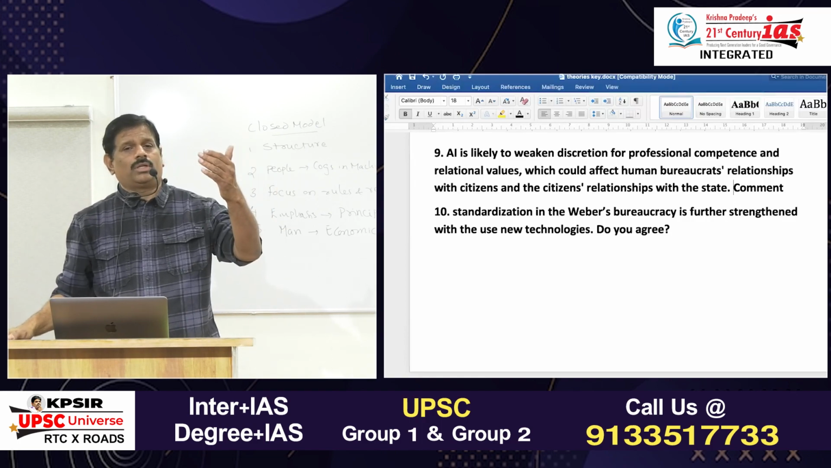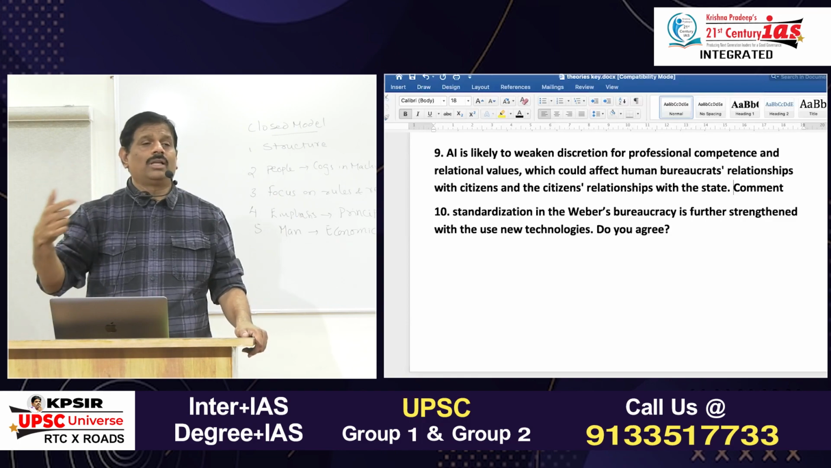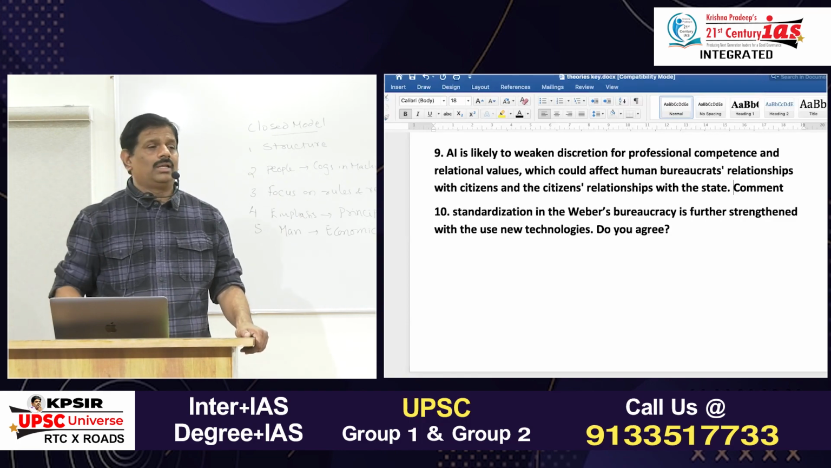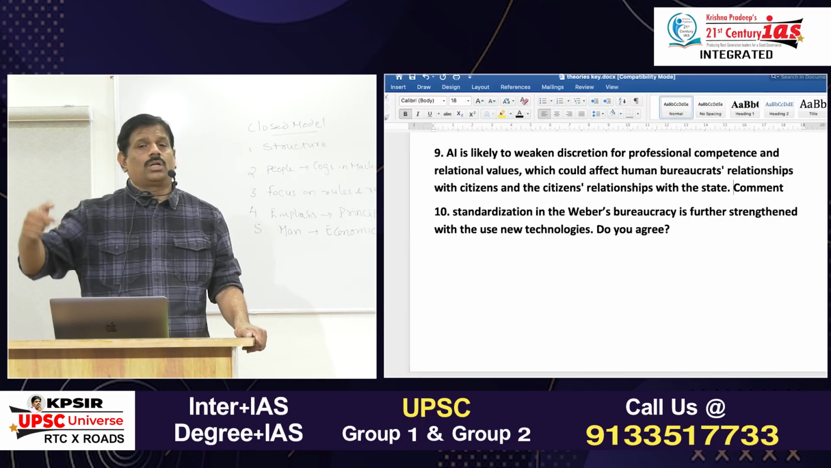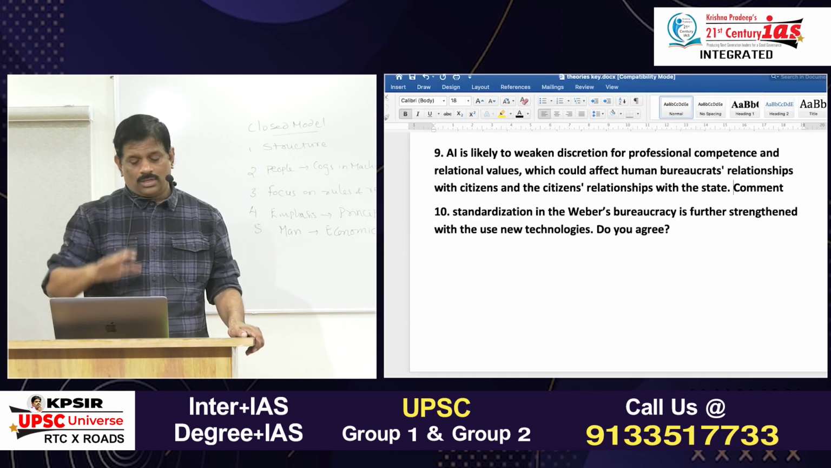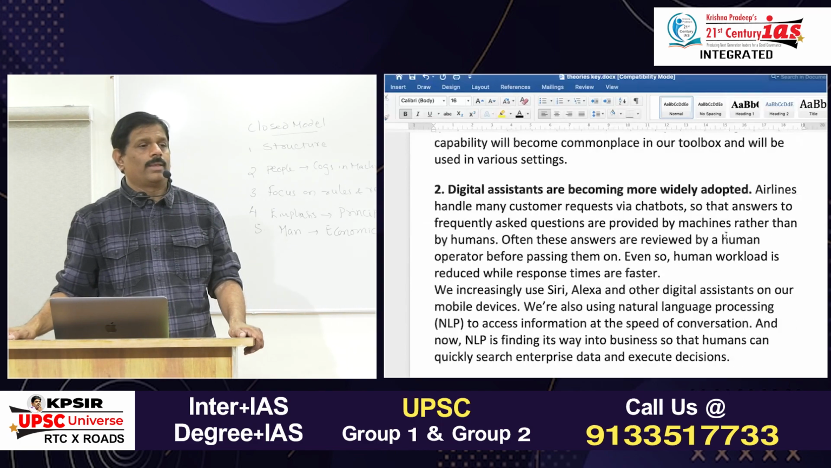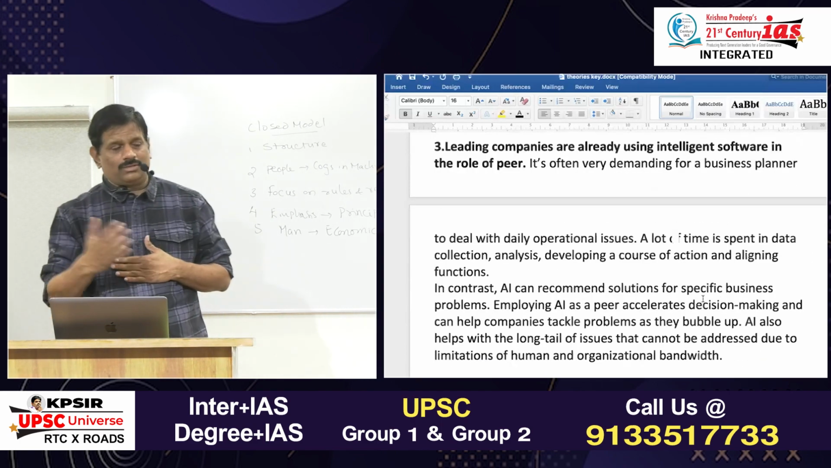Suppose after the adoption of the GST, tax filings have increased. How has the tax filing increased? Because of more technology being used. The more and more technology is used, more people have to submit their tax profiles. So the citizens' relation with the state has changed.